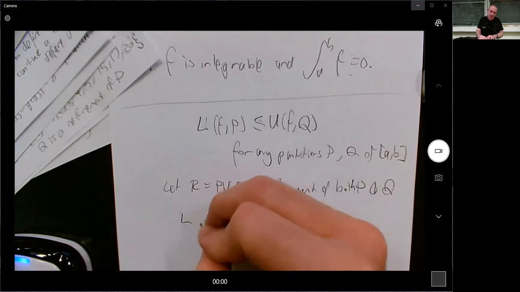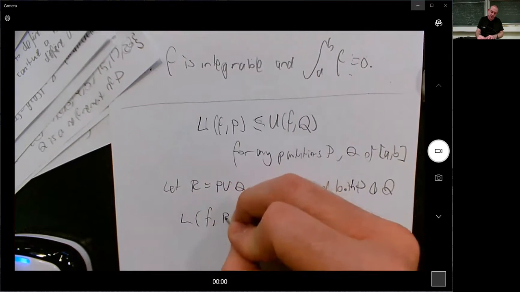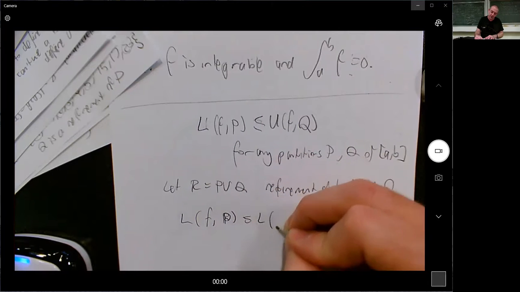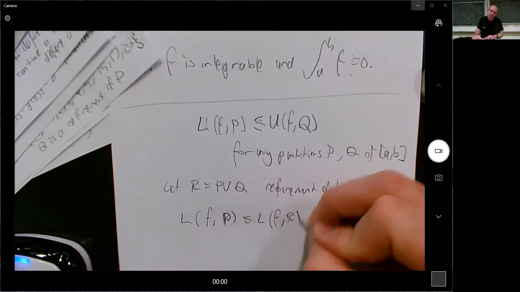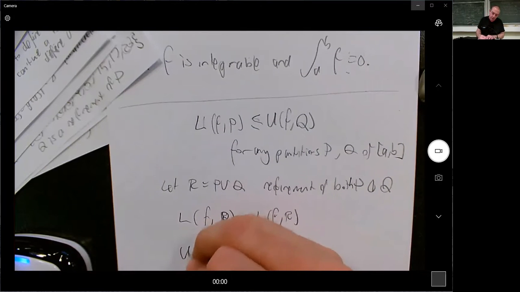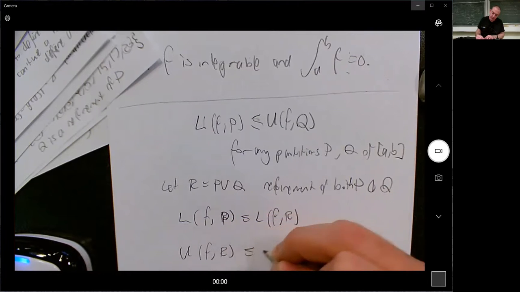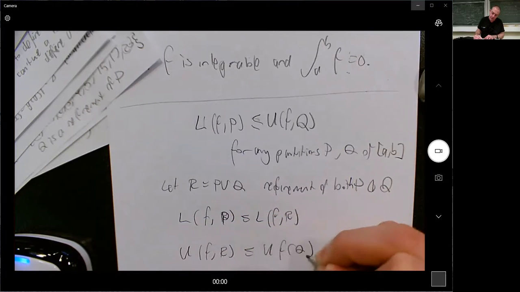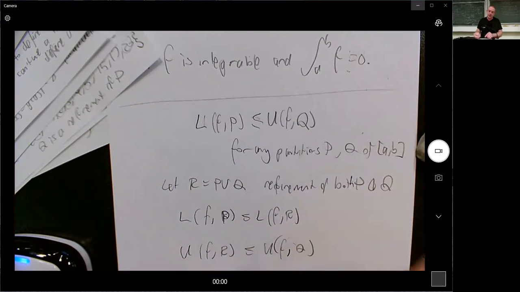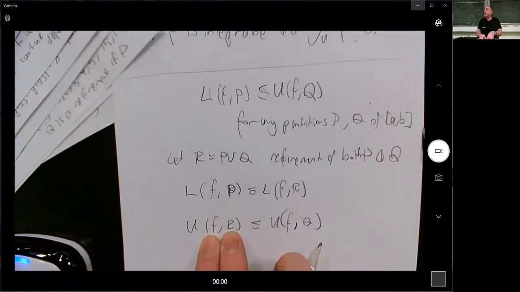And then L(f, P) is less than or equal to L(f, R), because when you refine it, the lower sum can only get bigger. And U(f, R) is less than or equal to U(f, Q). Whoops, sorry. Because when you refine it, the upper sum can only get smaller.